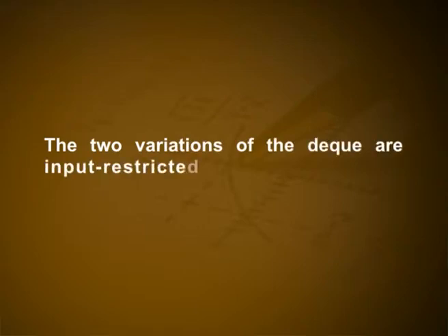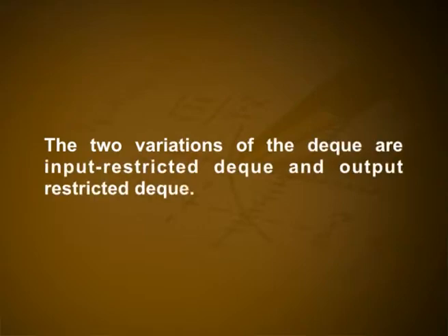There are different methods of representing a DQ in a computer. The normal representation is with a circular array with pointers left and right to point to the two ends of the queue. The two variations of the DQ are input restricted DQ and output restricted DQ. An input restricted DQ allows insertion only at one end of the list but deletions at both ends. On the other hand, an output restricted DQ allows deletions at only one end but insertions at both ends.